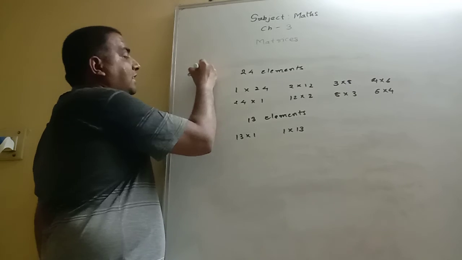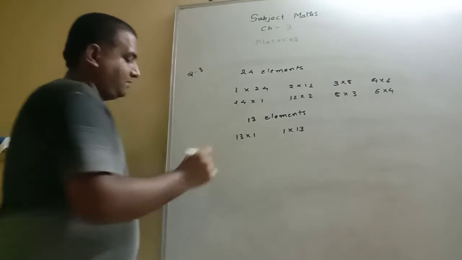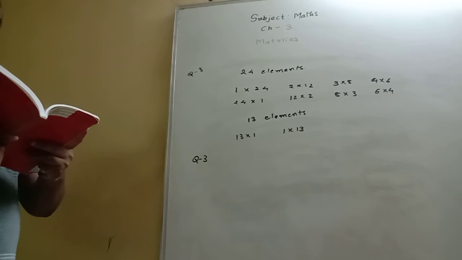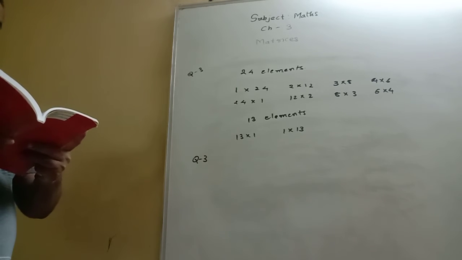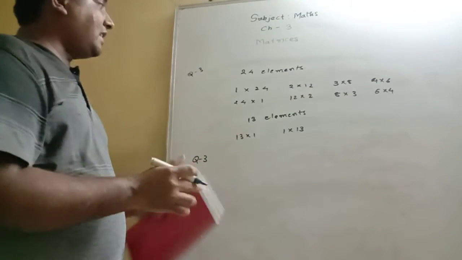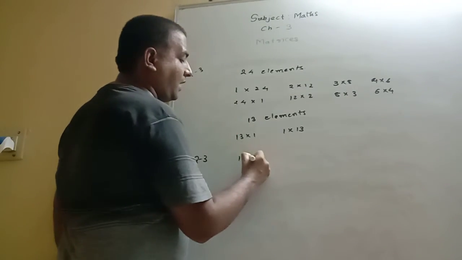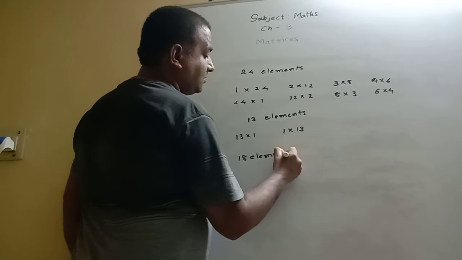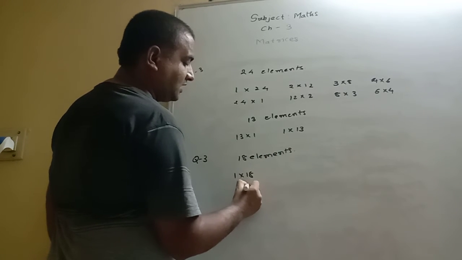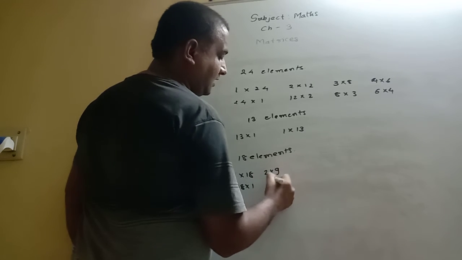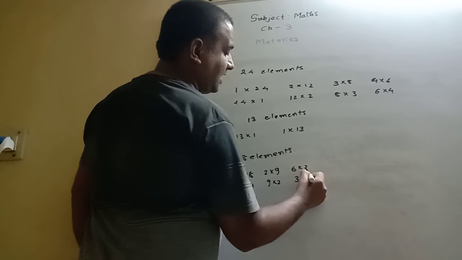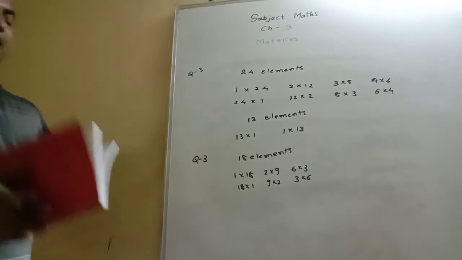The same question 3 is given: if 18 elements are there, then what are the possible orders? So here 18 elements are there, so we look at the factors of 18. We can write 1 by 18, 18 by 1, 2 by 9, 9 by 2, 6 by 3, and 3 by 6. So 6 possible orders are there.